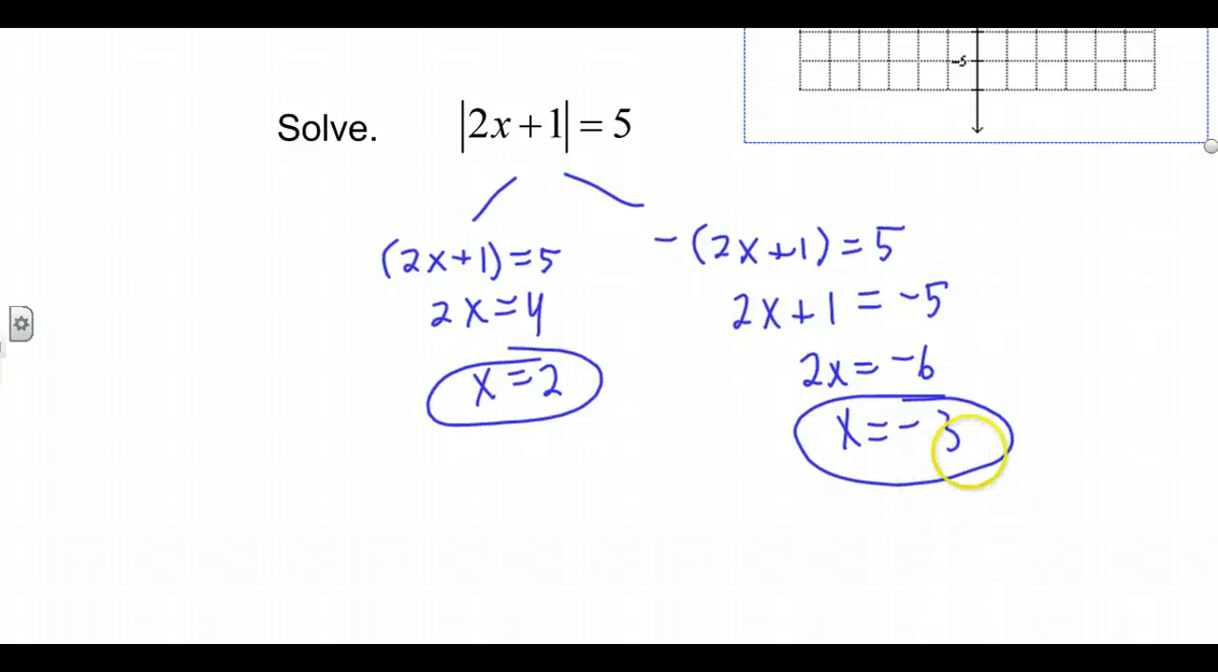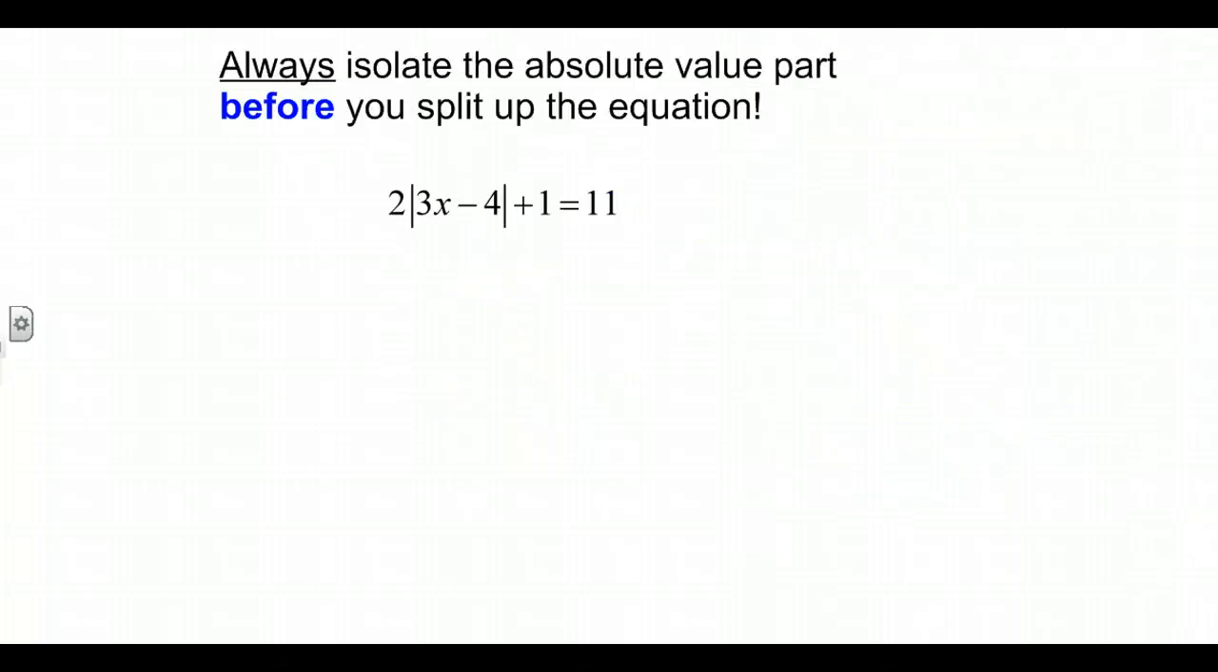Now, if we plug them back in, it's not a bad idea to plug them back in here. And if you do that, you notice 2 times negative 3 is negative 6, plus 1 is negative 5. The absolute value of negative 5 is 5, and 5 is equal to 5. So that value works. We could plug in 2 also. That's a little easier. 4 plus 1 is 5. That's 5. That works also. So good idea to check your work in this section. We'll see that come into play in a minute, maybe.